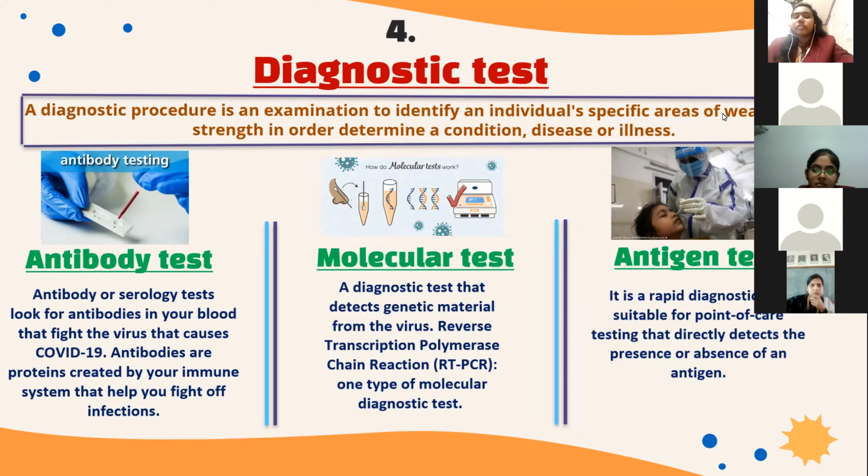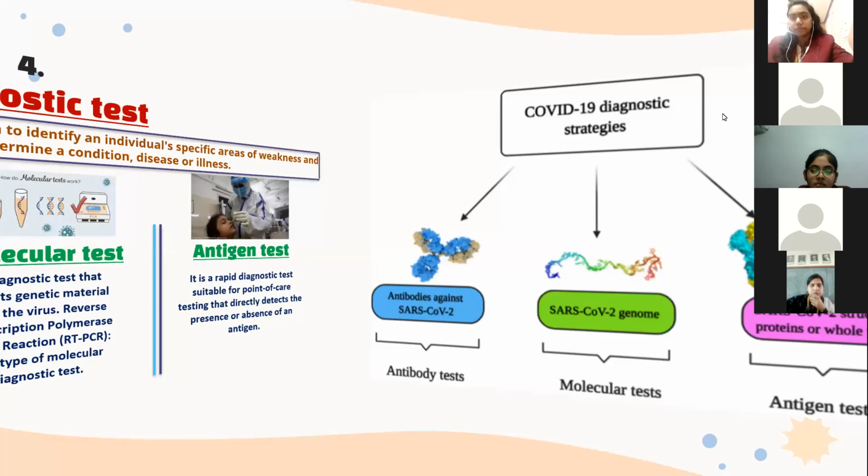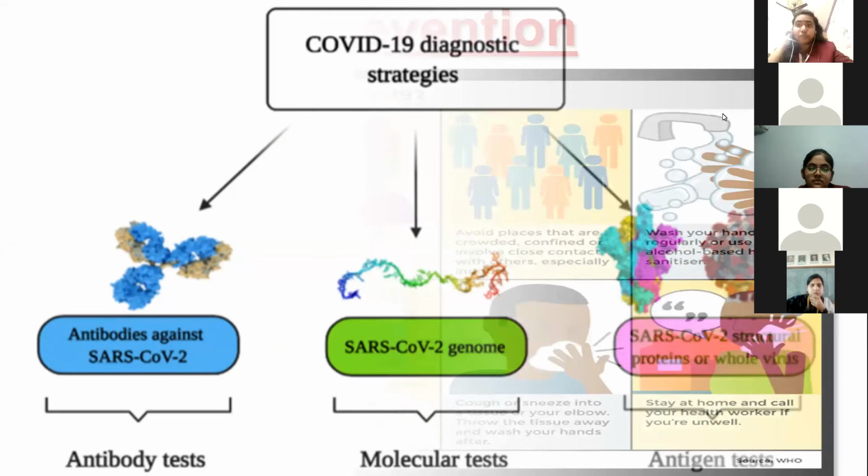Now let us come to the pictorial representation of diagnostic tests. As you can see on your screen, antibodies against SARS-CoV-2 are detected by antibody tests. The SARS-CoV-2 genome is detected by molecular tests, and SARS-CoV-2 structural proteins or whole virus are detected by antigen tests. Now let us move to the next slide.